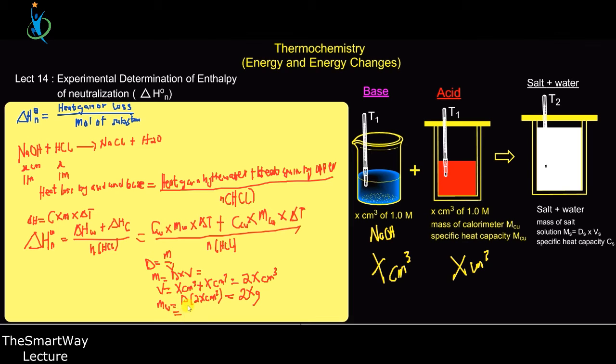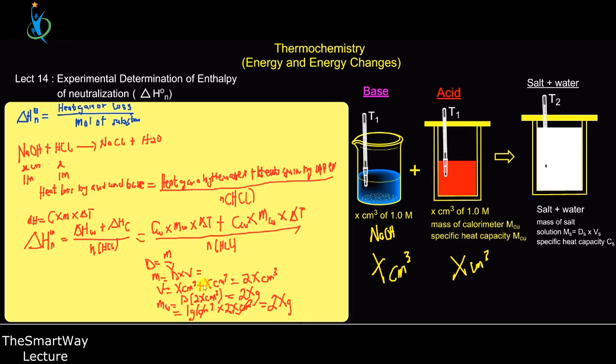Realize that the density of water is 1 gram per cm cube, and then we have the total volume to be 2x cm cube. So what do we know? Cm cube cancels cm cube, and then the total volume becomes the total mass. So here we have been able to calculate the mass of the water. The change in temperature you will know from there, and then the mass of the calorimeter you know.